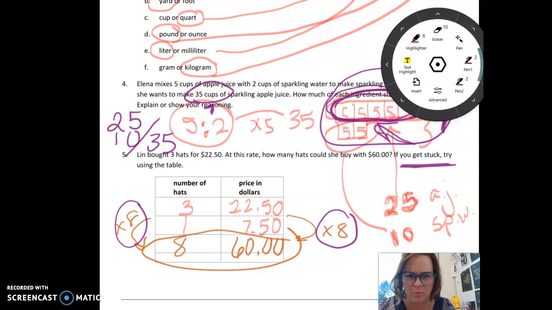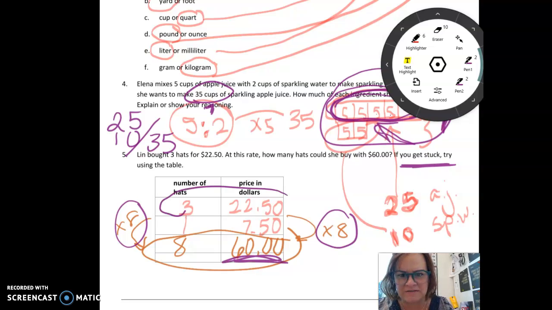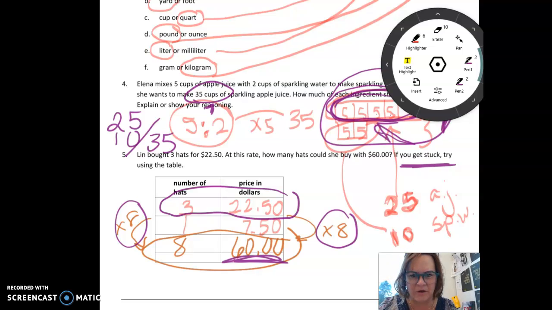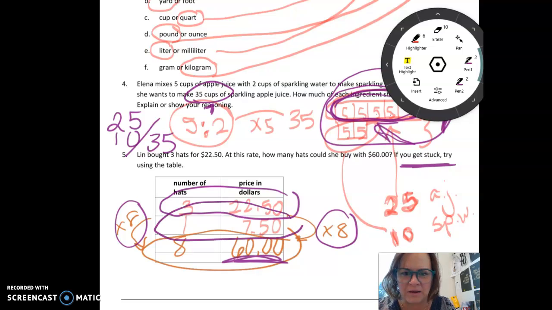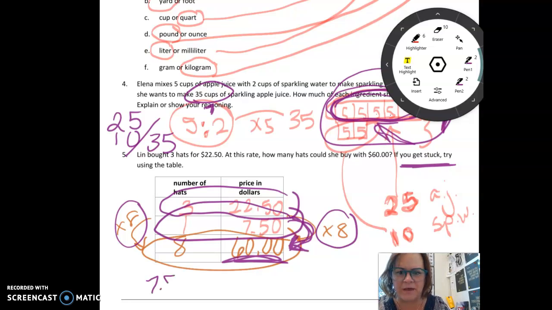We're trying to figure out what do we multiply to get our 8 hats, or in this case, up to our $60. And so you'll see that in the table I wrote that 3 hats is $22.50. I went right to my unit price. So my 1 hat is $7.50. And then I tried to see, well, how many $7.50 are in 60? Here's how I thought through that mentally.